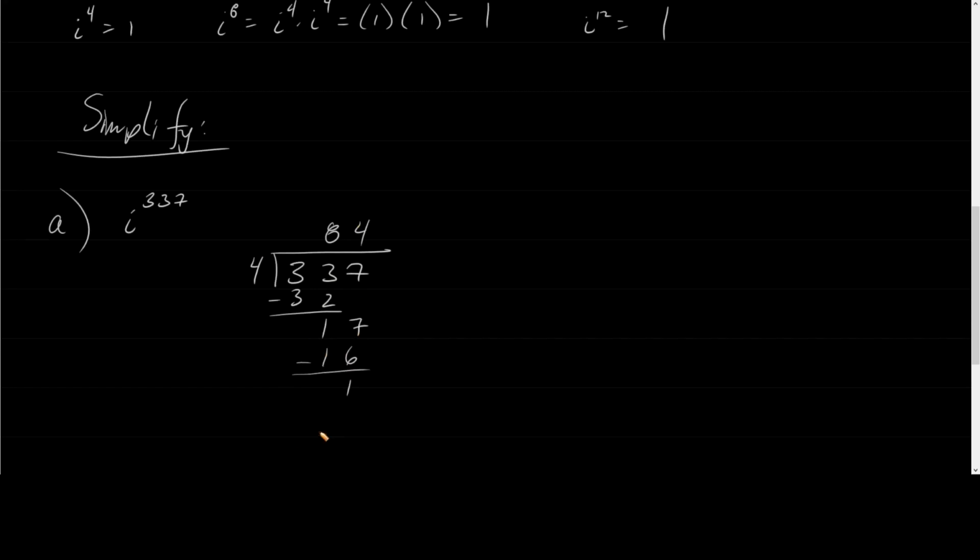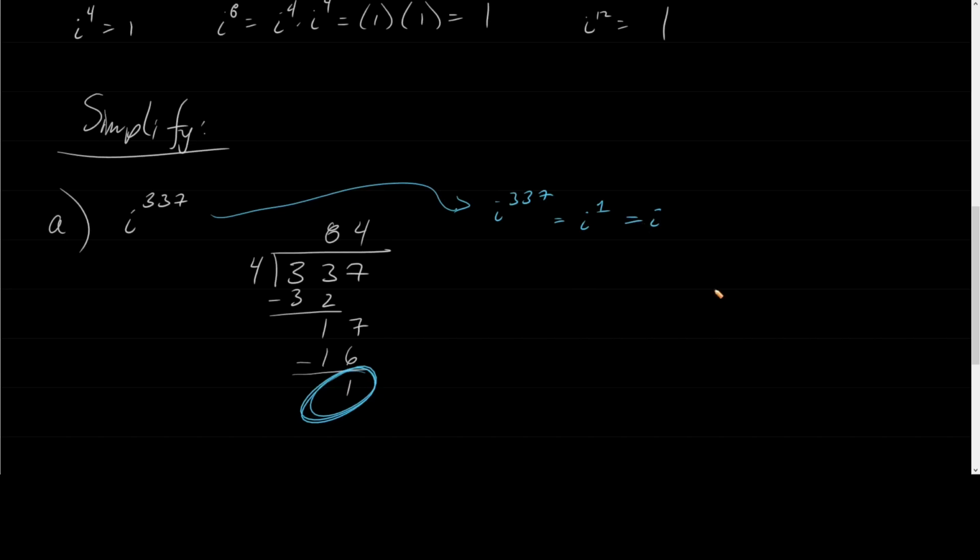All right, because this remainder is what we're going to work with. And we're going to say that i to the 337th is equal to i to the 1, because that was our remainder. So this is just equal to i. And that was supposed to be an equal sign. There we go. Way better.